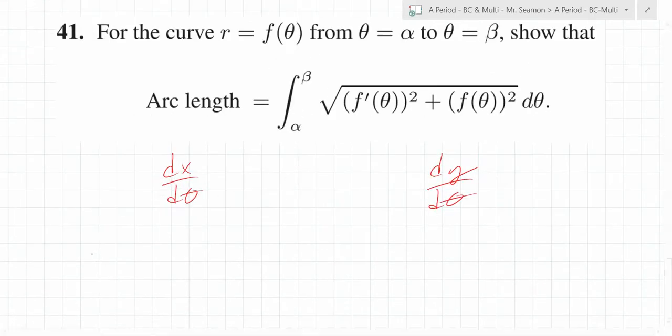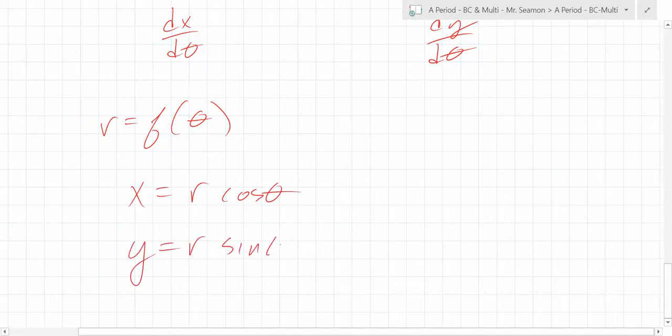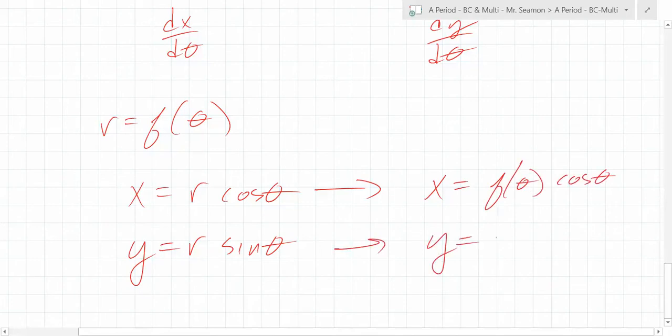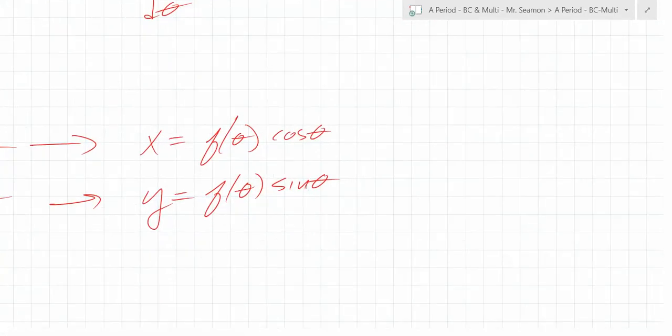So they tell you that r is equal to f of theta, correct? Yeah. But you know that x is equal to r cosine theta and y is equal to r sine theta. So what does that mean? It means that x is equal to f of theta cosine theta and y is equal to f of theta sine theta. So now that you have x in terms of theta and y in terms of theta, what can you find?